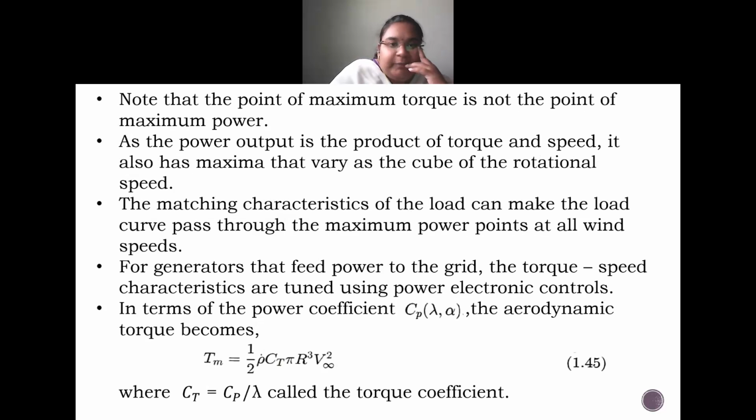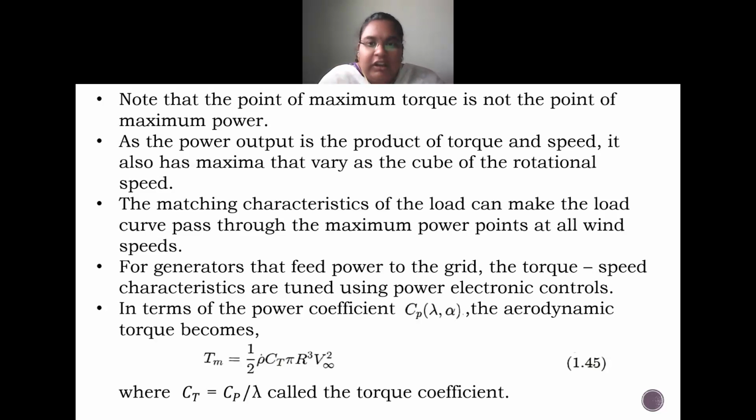Note that the point of maximum torque is not equal to the point of maximum power. We need to understand that maximum torque doesn't mean maximum power. As the power output is the product of the torque and speed, it also has a maxima that varies as the cube of the rotational speed.